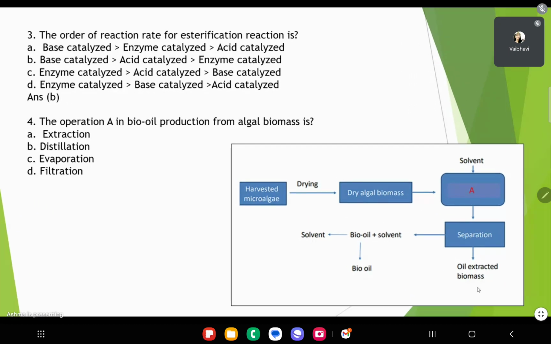So let's see which is the correct option. I got 5 answers as A. So A is the correct option, that from dry algal biomass, extraction is done, extraction of bio-oil is done.